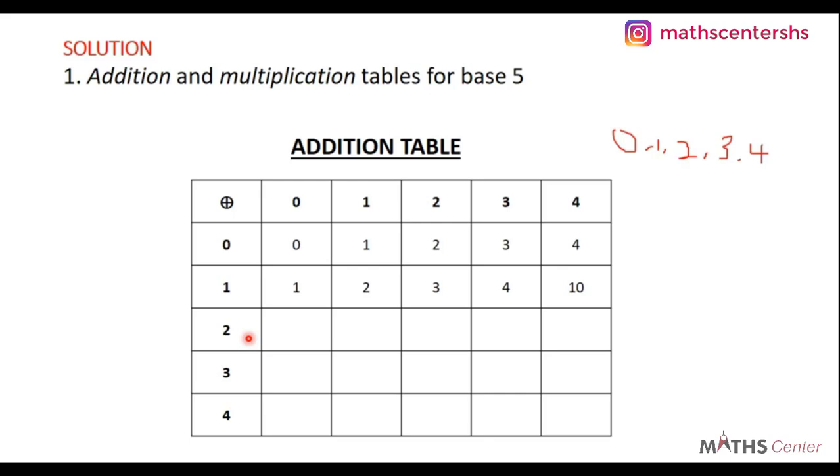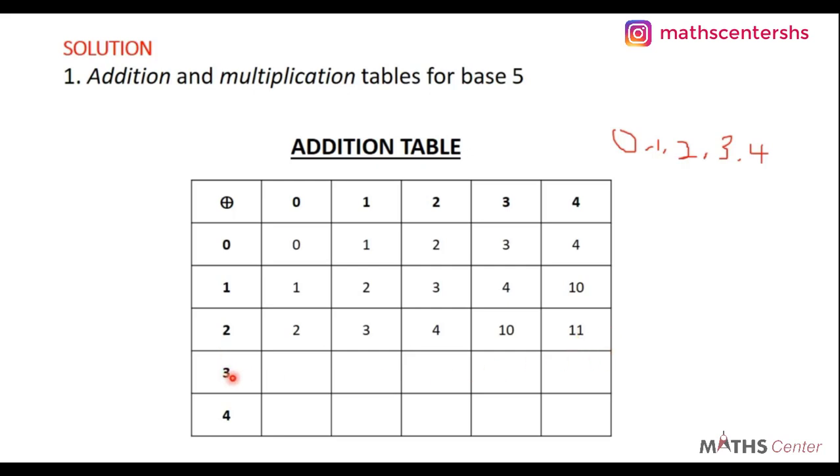We move on. 2 plus 0 is 2. 2 plus 1 is 3. 2 plus 2 is 4. 2 plus 3 is 5. 5 in base 5 is 1 remainder 0. 2 plus 4 is 6. 6 in base 5 is 1 remainder 1.